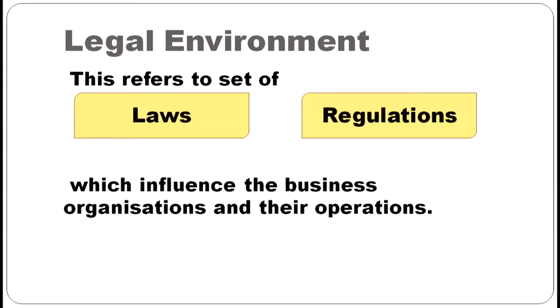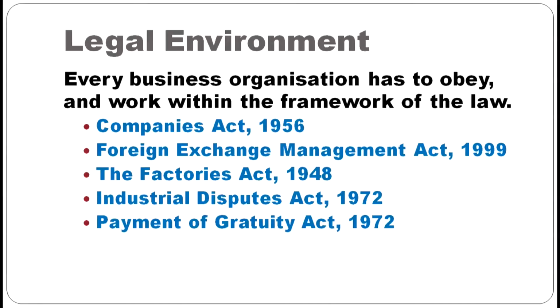Then coming to the legal environment, that is relating to laws or regulations which influence the business organizations and their operations. Which are the laws that are affecting the business? That is the Companies Act of 1956, Foreign Exchange Management Act 1999, the Factories Act of 1948, Industrial Disputes Act of 1972, Payment of Gratuity Act 1972. Similarly, so many acts, rules and regulations are working as a framework for the business to obey.